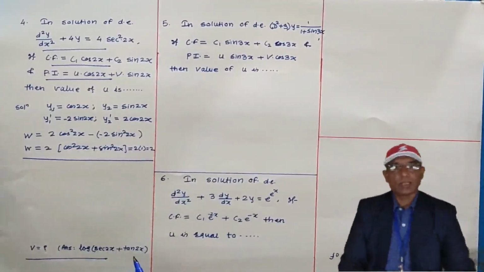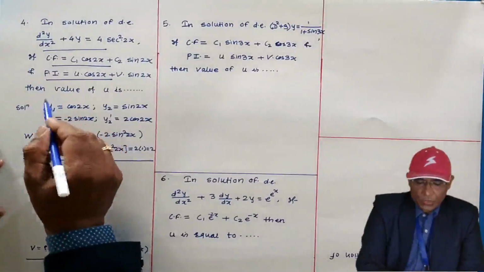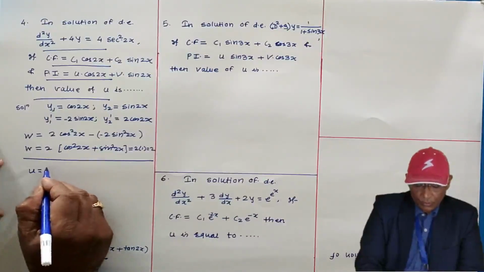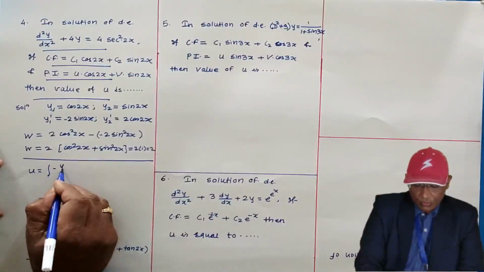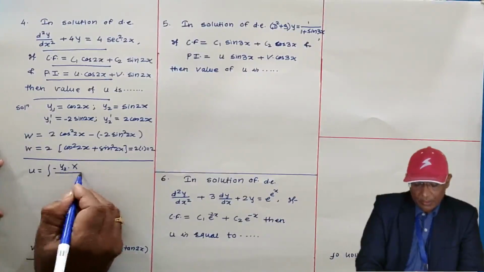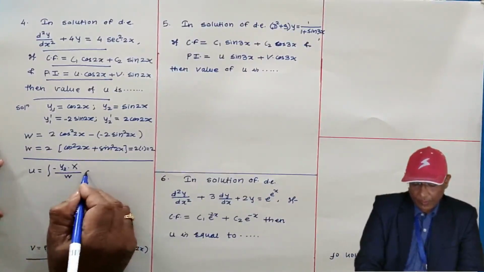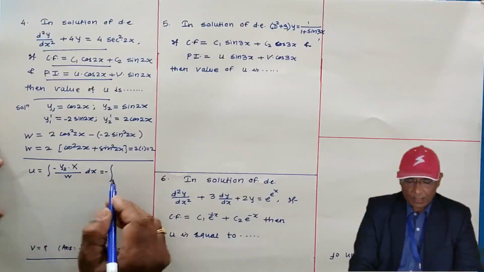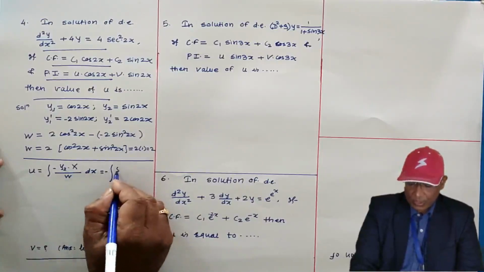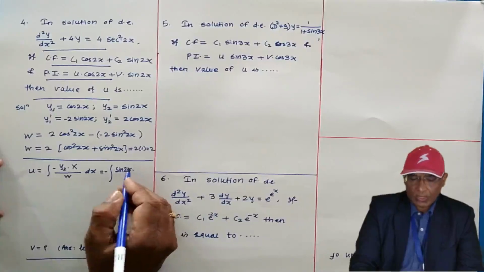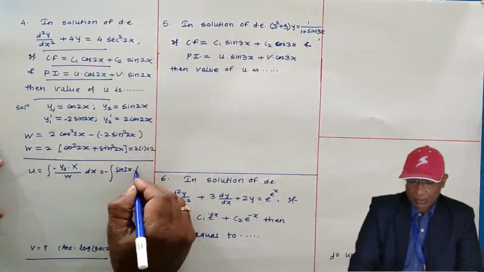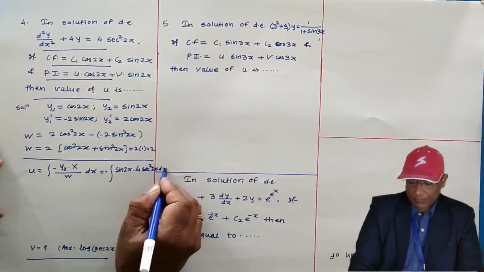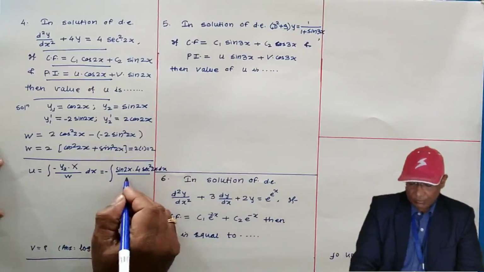Okay, the value of w may be asked as an MCQ. Here we have been asked to find the value of u. So write down the formula for u. Formula for u is minus integral y2 x by w. What is the value of y2? Minus I have written outside. What is the value of y2? Sin 2x. What is x? Sec square 2x, divided by w. W is 2.